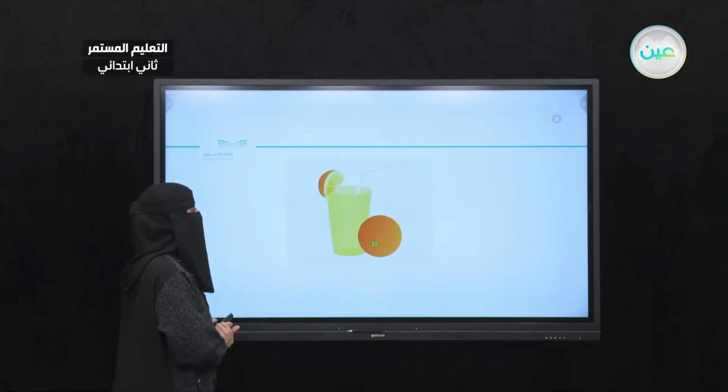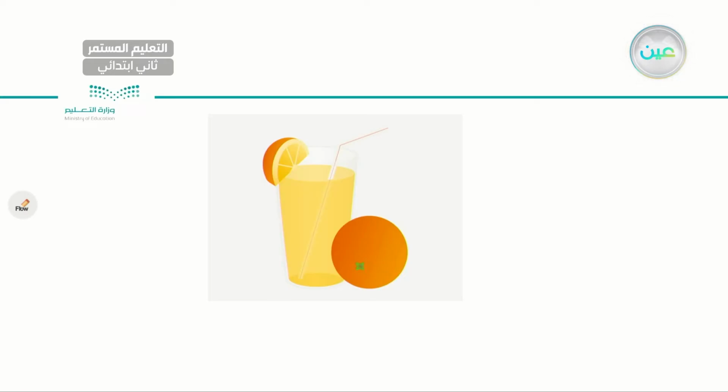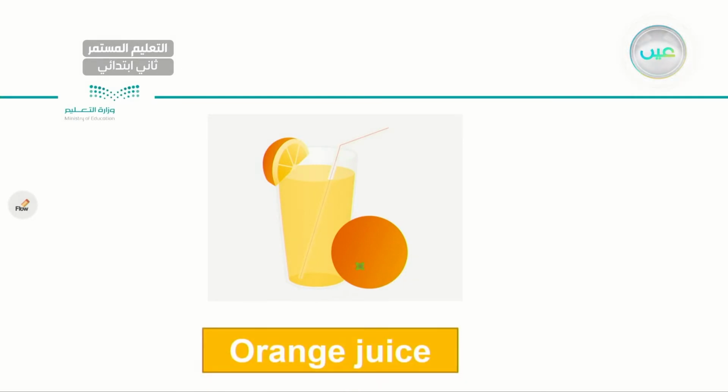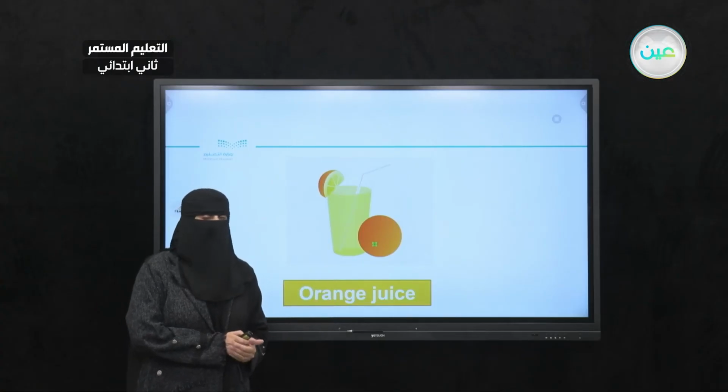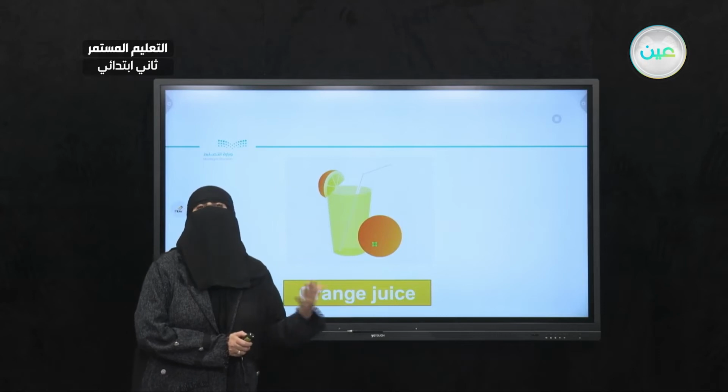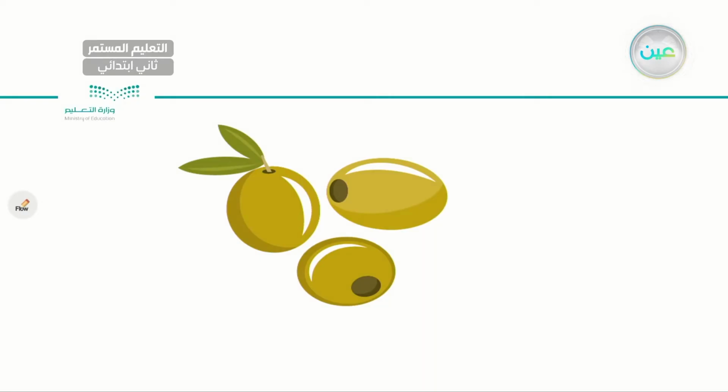How about this one? What do you think? I have orange juice. Very good. Orange juice. One more time. Orange juice. Very good. Juice. The word juice is uncountable. Whether I have orange juice, apple juice, any kind of juice, the word juice is uncountable.